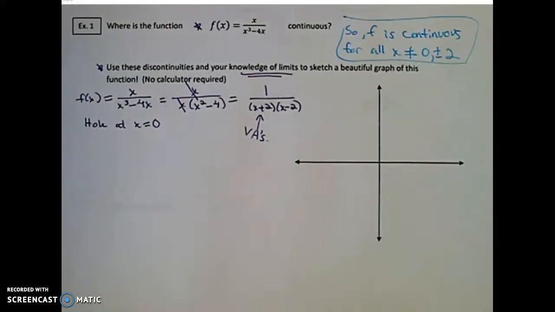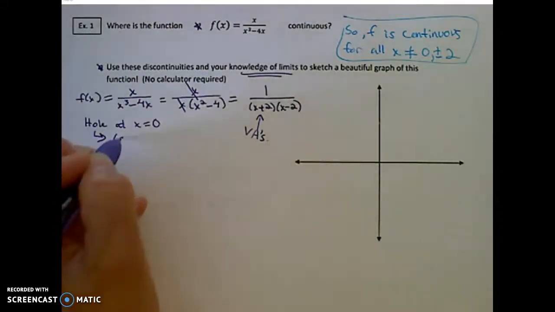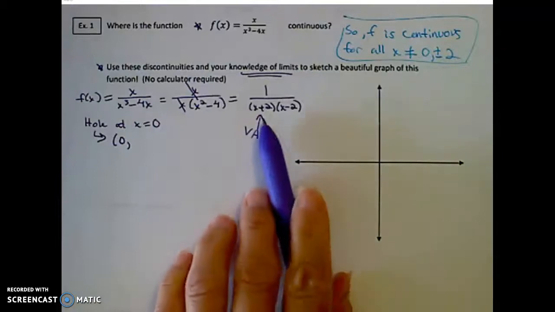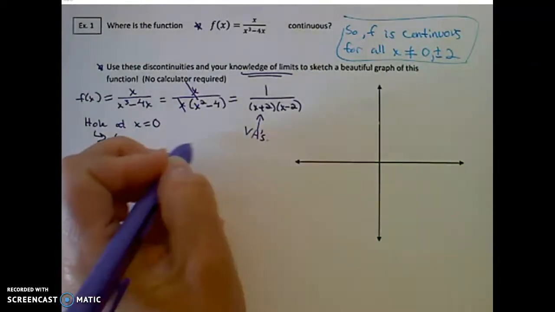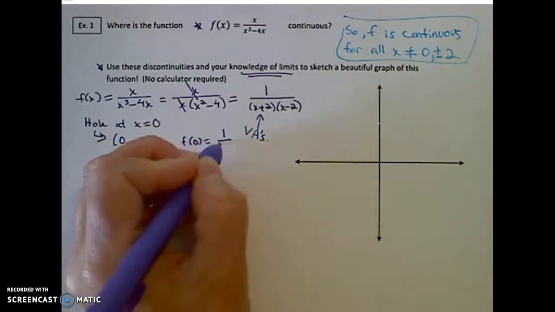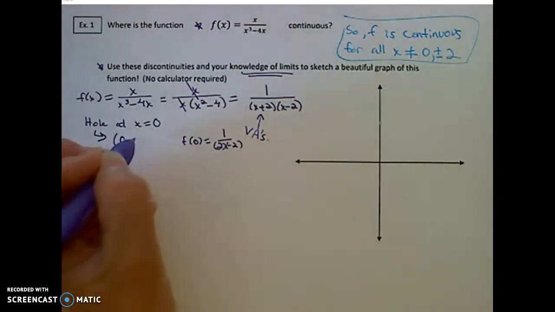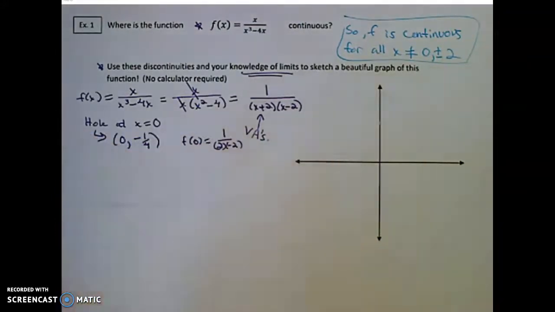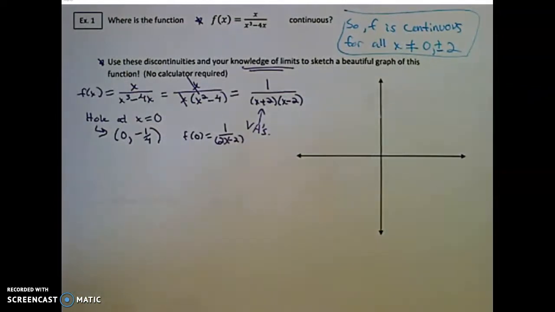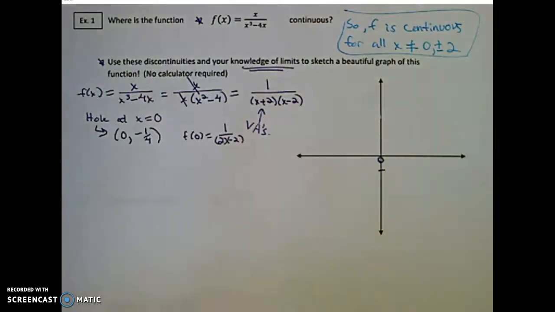But now we're going to use some knowledge that we have to sketch a nice graph of this thing. Let's continue finding the hole. Specifically, we're going to have a hole at 0, something. I can plug in 0 into what's left, and f of 0 will be 1 over 2 times negative 2. And I'm going to have a hole at (0, negative 1/4). Okay, so let's start plotting some of these things that we find. At (0, negative 1/4), I'm going to have a hole in this graph. There's a point of discontinuity.